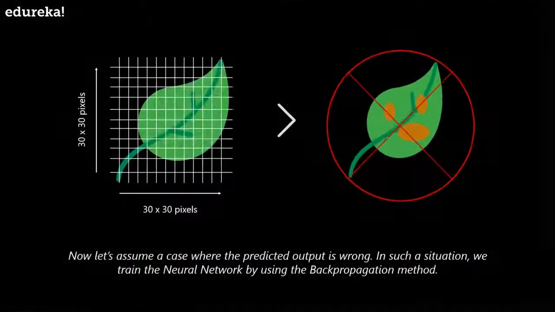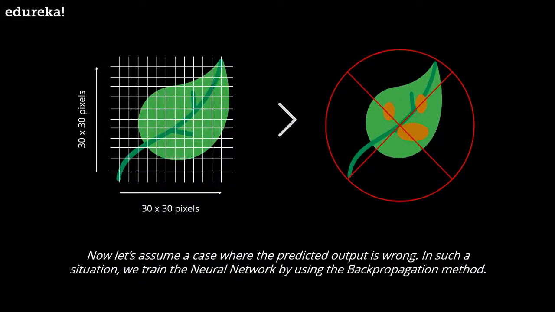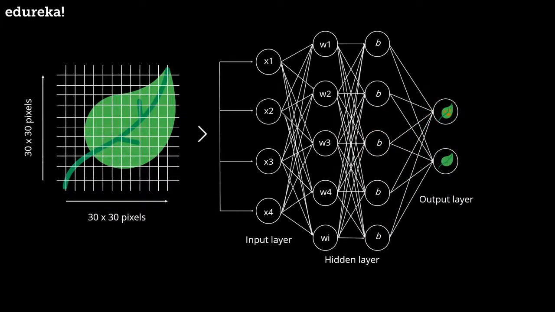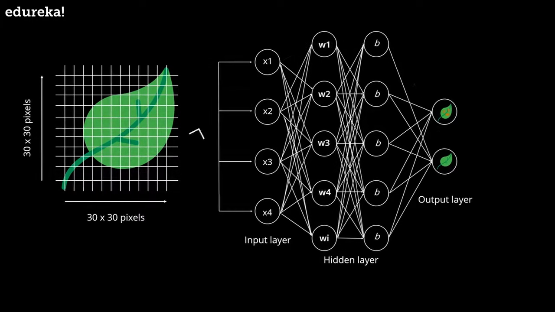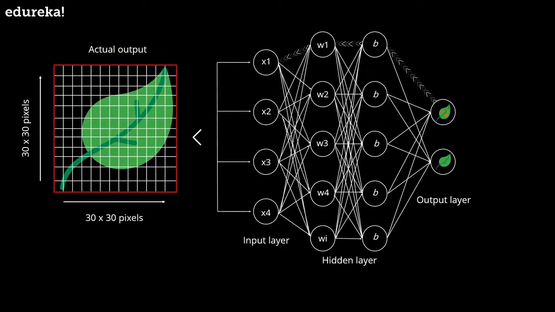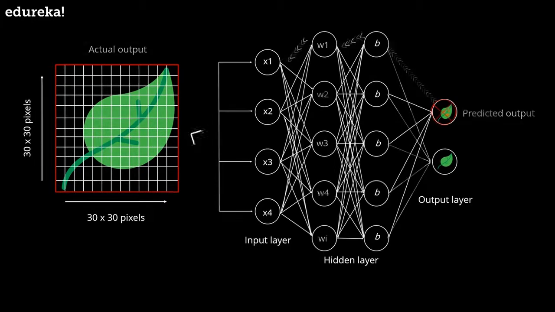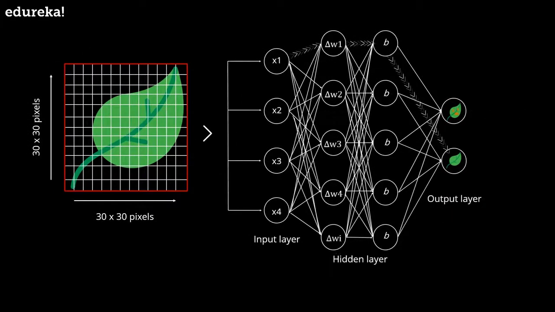Now let's assume a case where the predicted output is wrong. In such a situation, we train the neural network by using the backpropagation method. Initially, while designing the neural network, we initialize weights to each input with some random values. Now, these weights denote the importance of each input variable. Therefore, if we propagate backward in a neural network and compare the actual output to the predicted output, we can readjust the weights of each input in such a way that the error is minimized. This results in a more accurate output, and this is exactly what backpropagation means.